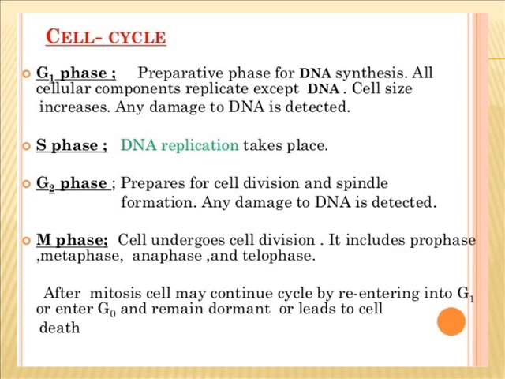Last one is the M phase, that is the mitotic phase. This is a phase where the cell undergoes cell division. This phase includes prophase, metaphase, anaphase, and telophase. After mitosis, the cell may continue the cycle by either re-entering into the G1 phase, or it can enter G0 and remain dormant, or it may lead to cell death.